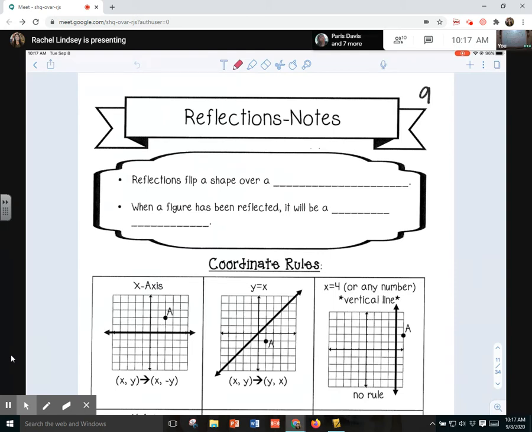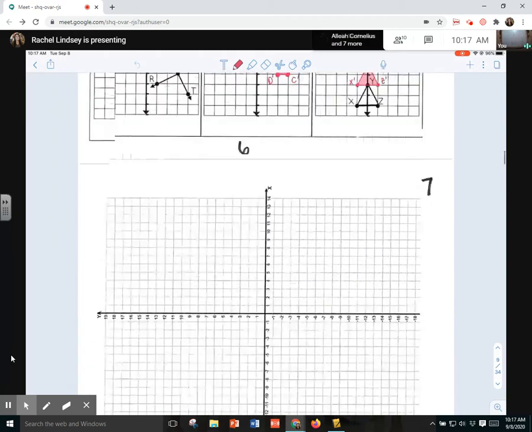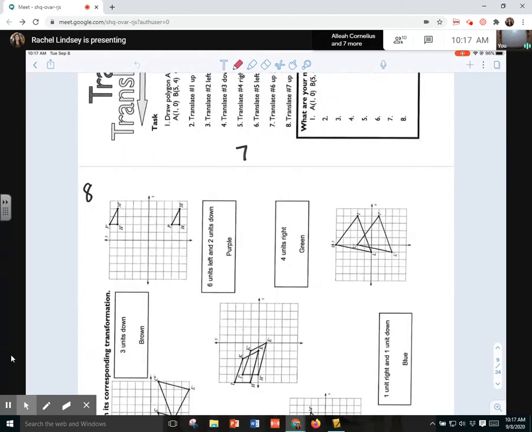Okay, so last Thursday we looked at translations. I remember you were supposed to do this page right here, pages 7 and 8. That's going to be for your grade later on. Pages 7 and 8 are going to be graded at the end of the unit. We'll turn it in like next week sometime.